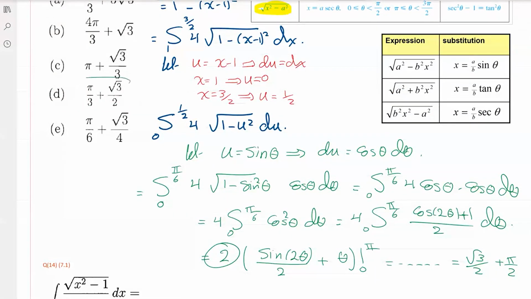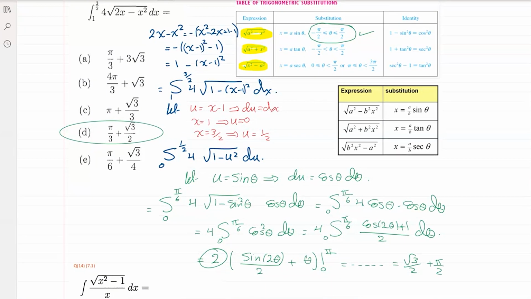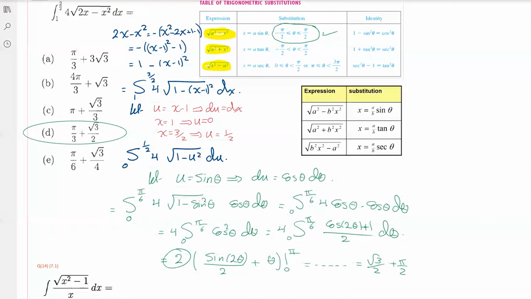Can you zoom out for the solution? Sorry? Zoom out for the solution. Sorry? Plus theta. What is the integral of 1? Okay, I see, theta. Yeah, the integral of 1 is theta, because it is 1 d theta, right?